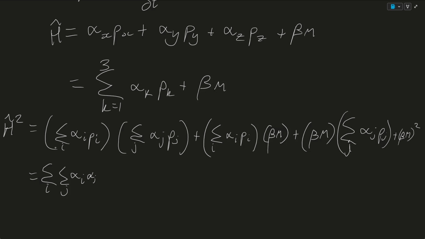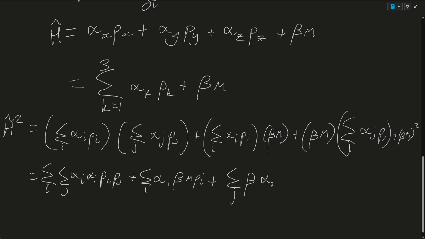We're allowed to conjoin these because these i and j are over the same domain. p_i p_j plus the sum over i of alpha_i beta m p_i, plus the sum over j of the same thing, slightly different order, beta alpha_j m p_j, plus beta squared m squared.